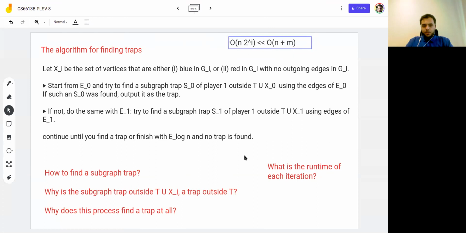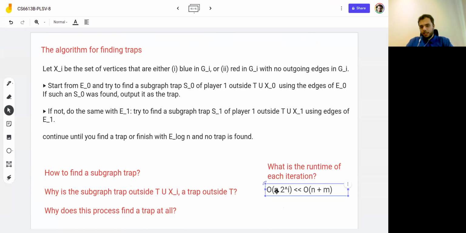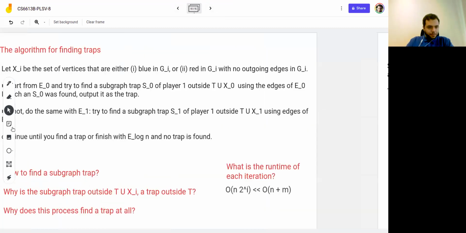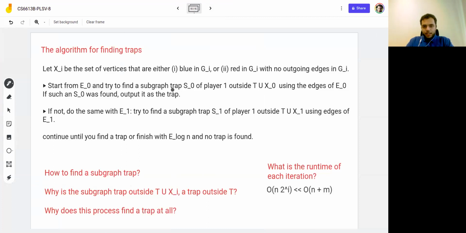And this is also the answer of this question that I had here. What is the runtime of each iteration? The runtime of each iteration is basically just order n times 2 to the power of I. Because what we are doing is that instead of finding the largest trap in the biggest possible graph, we are taking this smaller graph GI and finding the largest trap in GI. We are basically finding this trap by the same algorithm as we had for reachability. Okay.